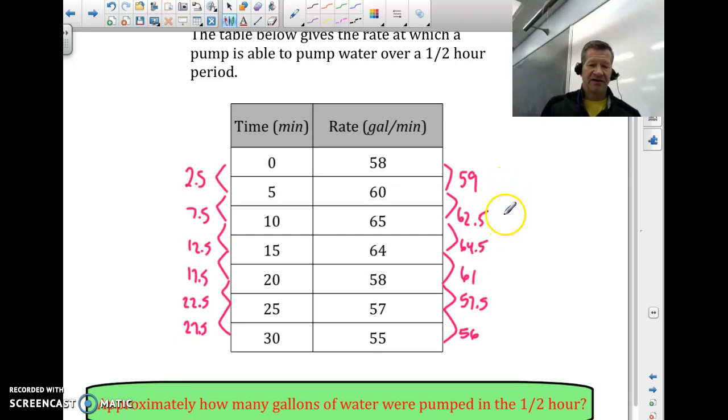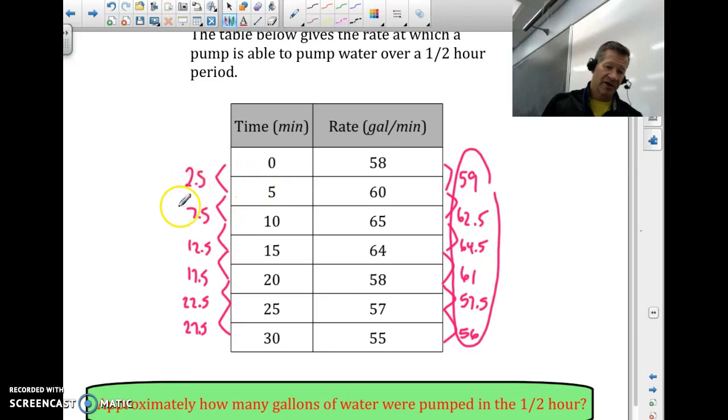Now, how do I do a midpoint Riemann sum again? Well, it's the base of each rectangle times the height. These are the heights at the midpoints. Okay, these are all the midpoints. These are the heights at those midpoints. These are the numbers I need. As far as the base, these intervals are all how big? 5 units. So base of 5 for each one.